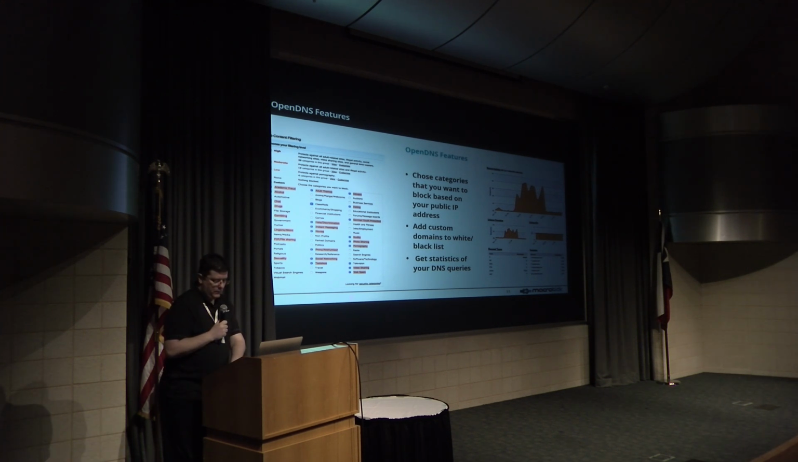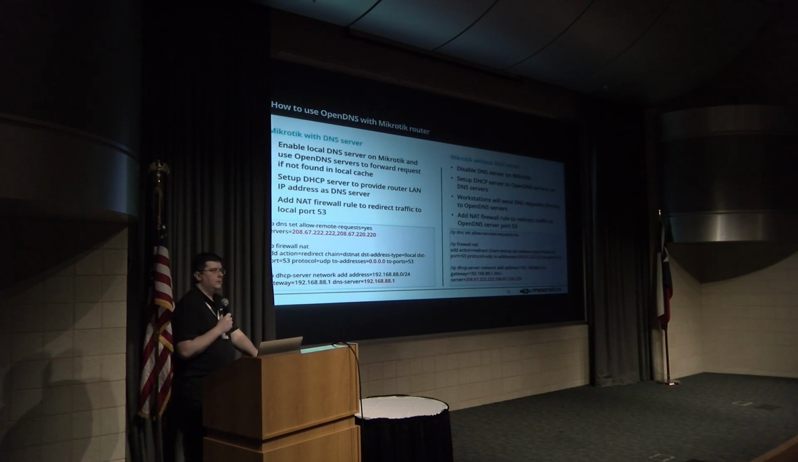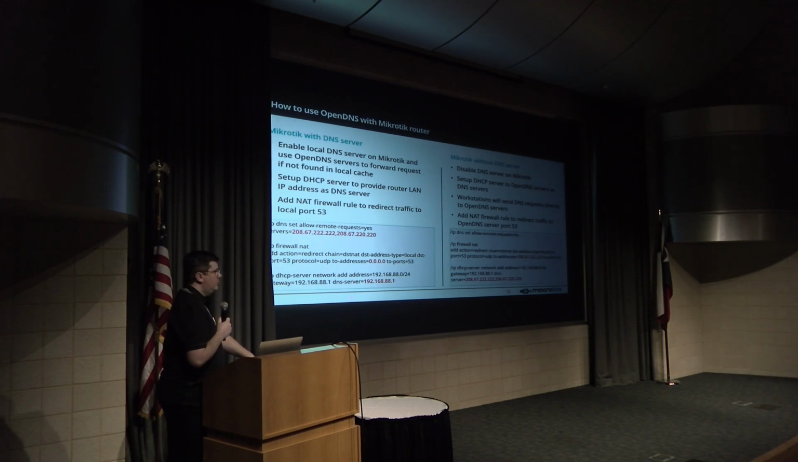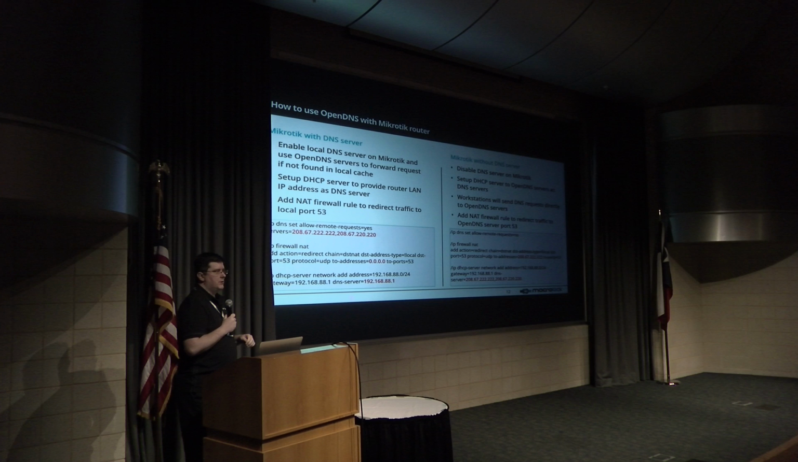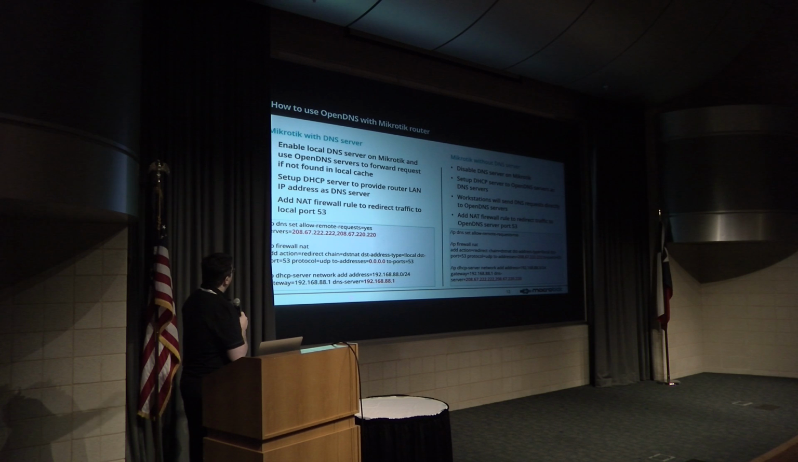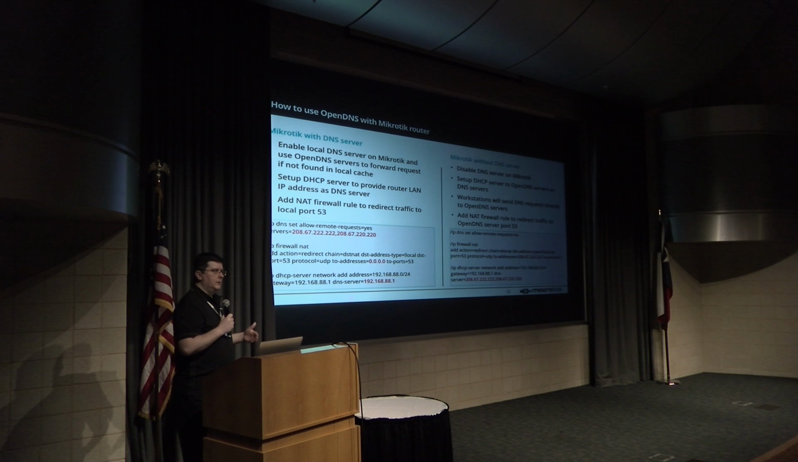Now, how do we use OpenDNS with MikroTik? There are two ways that you can configure OpenDNS. One is where you use the MikroTik as a DNS server, and the other is where you just provide a redirect to OpenDNS directly. When you look at the first example, we're installing a DNS server on the router, redirecting users to use the local IP address, and then MikroTik will end up caching information received from OpenDNS.